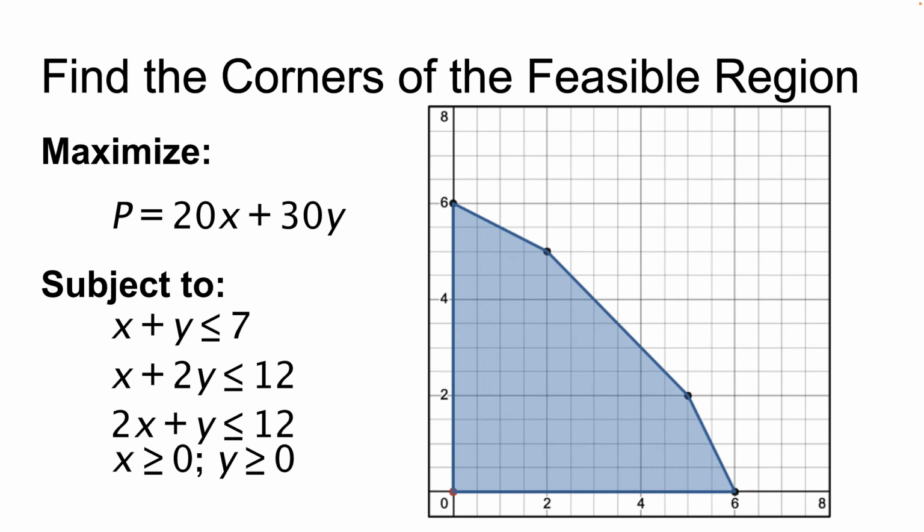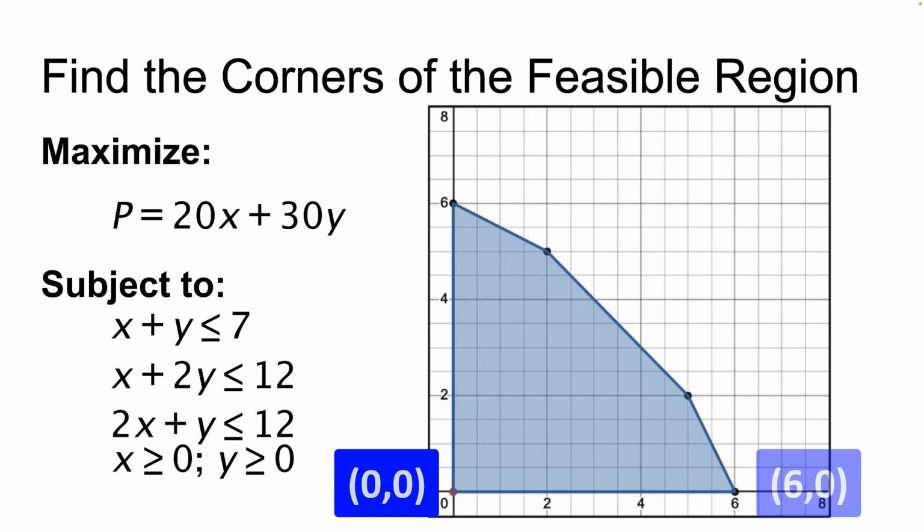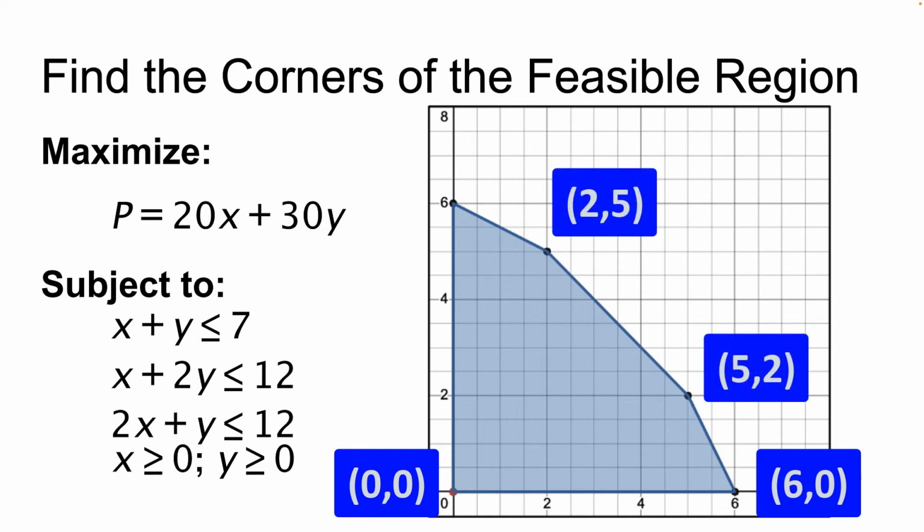Here was our first example problem, along with its feasible region. Using the graph, I'm going to identify the 5 corners. First, we have 0, 0, and then continuing in a counterclockwise fashion, we see the point 6, 0 is a corner, 5, 2 is a corner, 2, 5 is a corner, and 0, 6 is a corner.